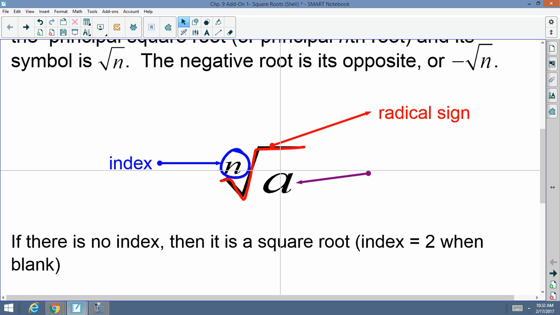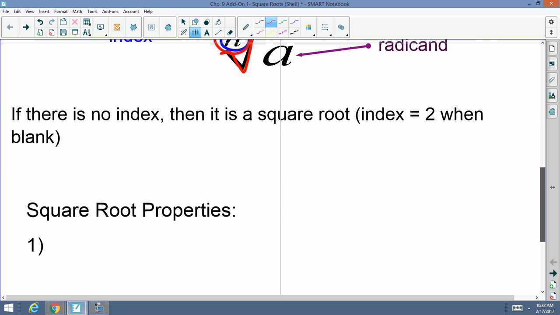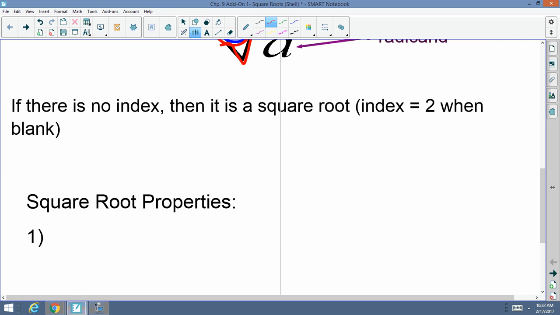And the number inside of the radical sign is called the radicand. So you've got to know your vocabulary, guys, because we're going to be working with it a lot here. The radical symbol, or radical sign, is the actual radical symbol. The index is the little number to the left of the radical symbol. And the value inside of the radical symbol is called the radicand. Again, if there is no index, it is 2.